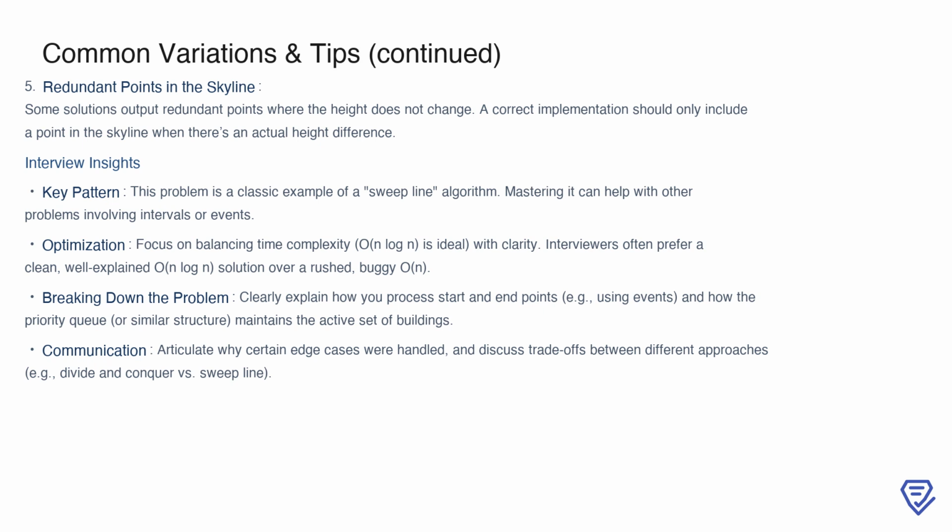To break down the problem effectively, you should discuss how you process start and end points, often referred to as events, and explain how a priority queue or similar structure is used to maintain the active set of buildings. Communication is also key. Be sure to articulate how you handle edge cases and discuss trade-offs between different approaches, such as using divide and conquer versus the sweepline method.